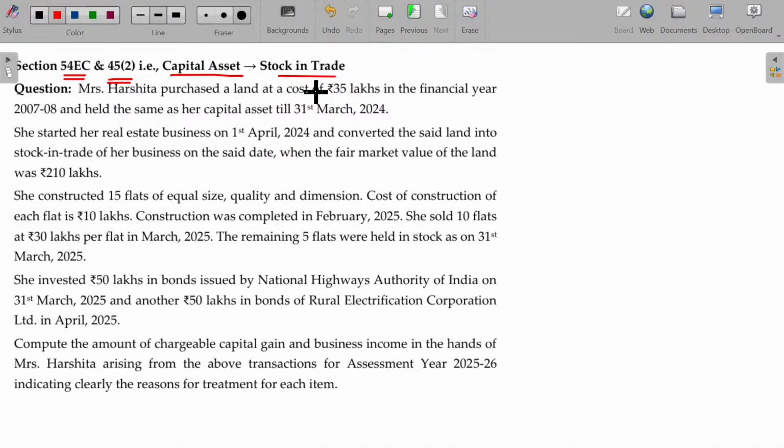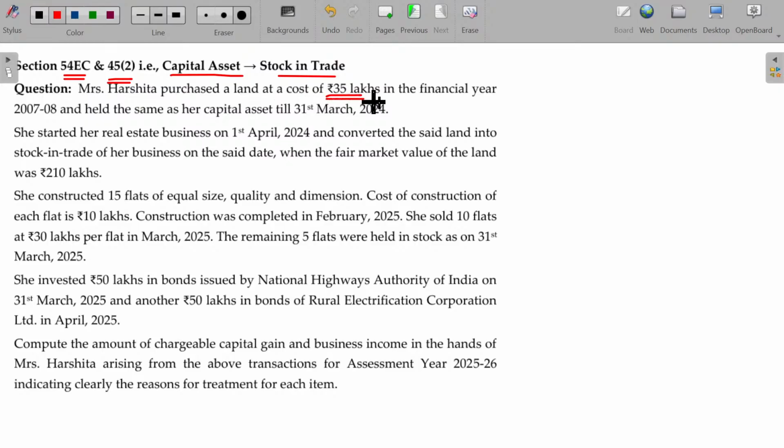Not only that, all the converted stock in trade is not sold. So you know that the capital gain will be taxable in the year of sale of the original stock in trade. If the stock in trade is not sold, then it's not taxable in that year. If only a portion of the stock in trade is sold, only that portion of the capital gain will be taxable. You have to be careful.